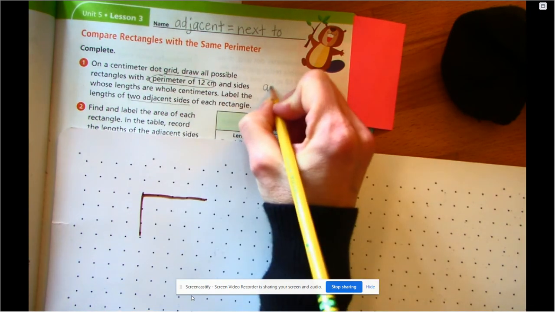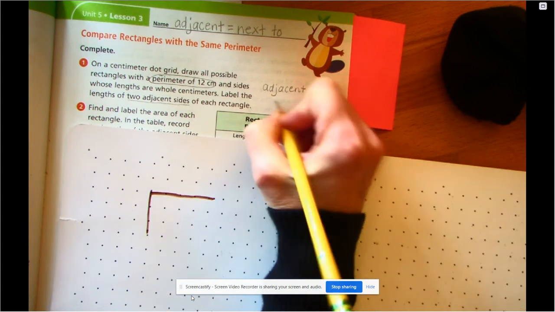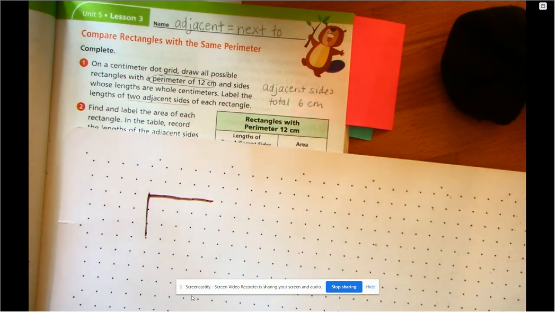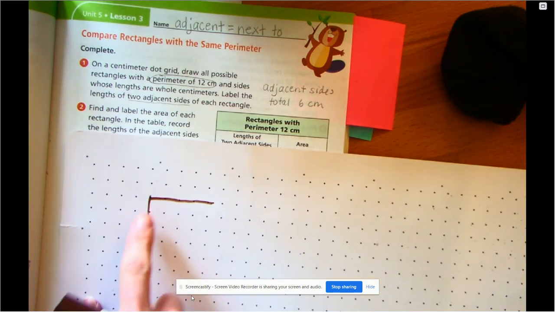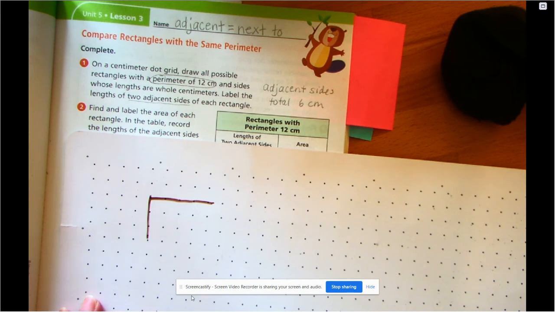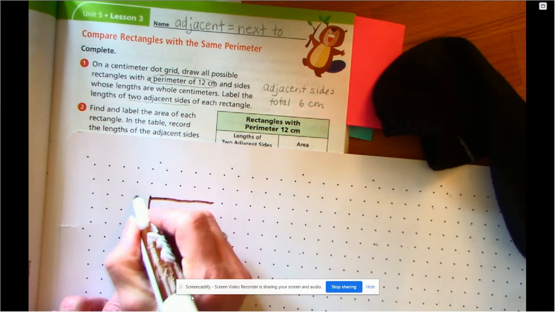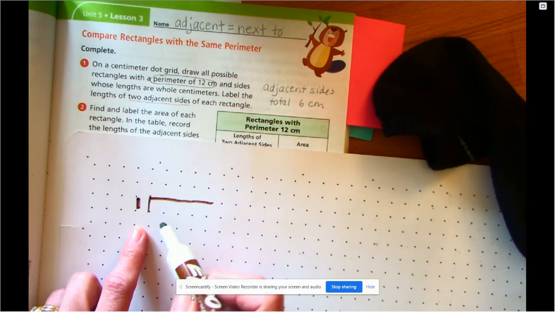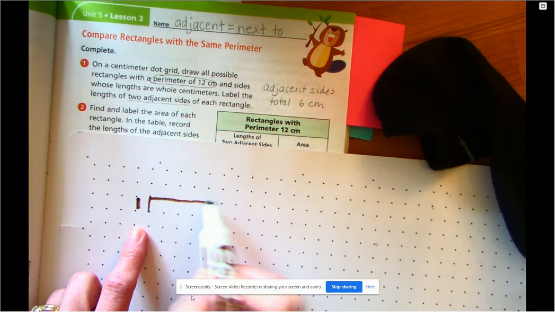Adjacent sides total 6 centimeters. Okay, so I'm going to think about what partners I could add together that would add up to 6. Well, why don't I just start with the number 1, right? If this side is 1 centimeter, 1 plus what gets me to 6? Well, it's 5, right? So here's 1, 2, 3, 4, and 5.